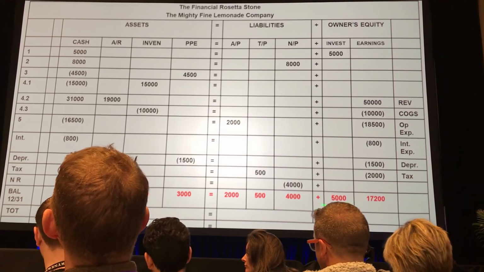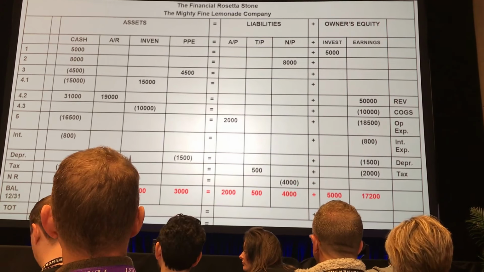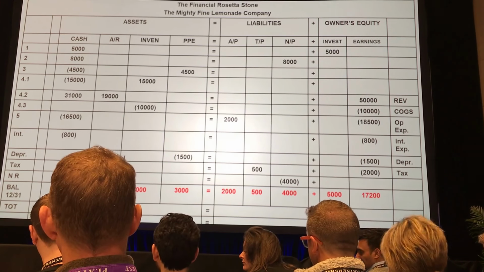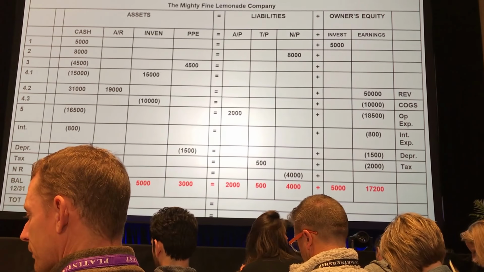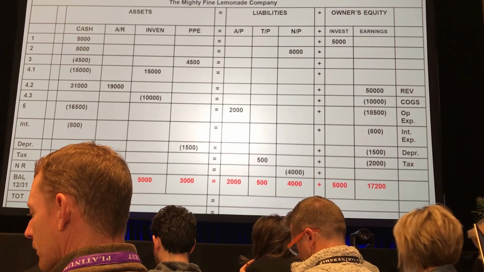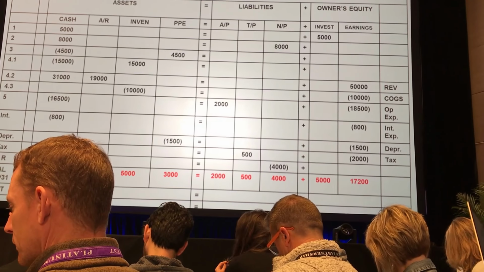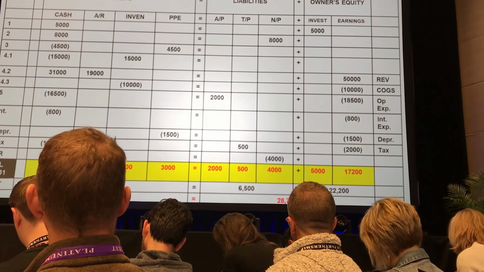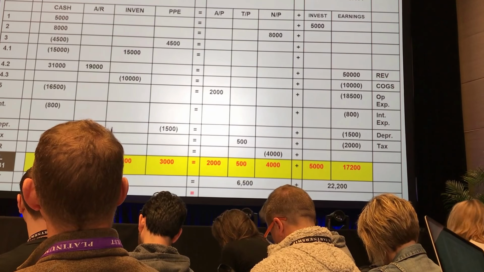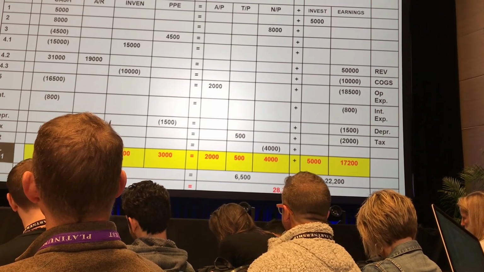Do you see that? See all those red numbers? Turn back to page 114 in your book. Is that 114? Yeah. Every one of those numbers are on page 114. They're exactly the same numbers that you're looking at on the bottom of the Rosetta Stone. So what we've done on the Rosetta Stone is we've created a balance sheet.